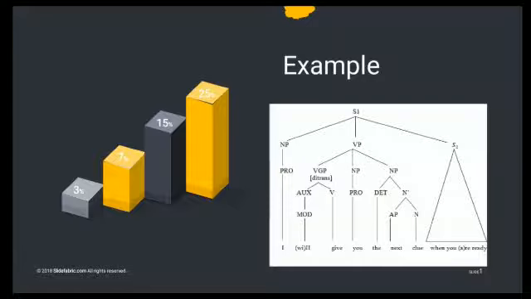And then the last one is S2. S2 here shows the second clause. So the words when you are ready are included in S2. So that's the example of adverbial clause.